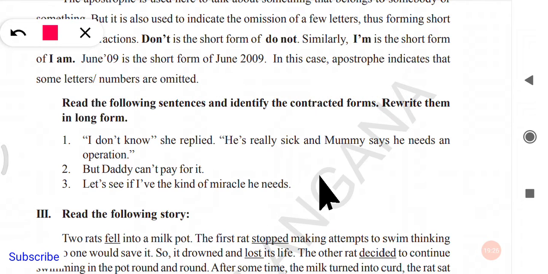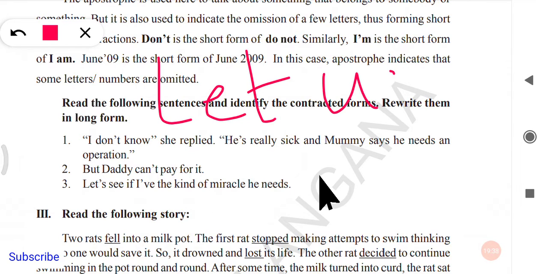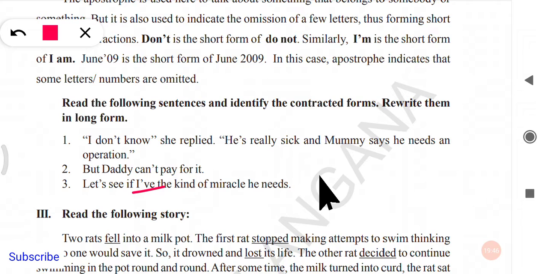Next, the third one, let's see. Okay, let's see if I have the kind of miracle in it. In this we have two: let's. What is the full form of let's? Let us. Next we have another one. What is that? I've. Okay, I have.